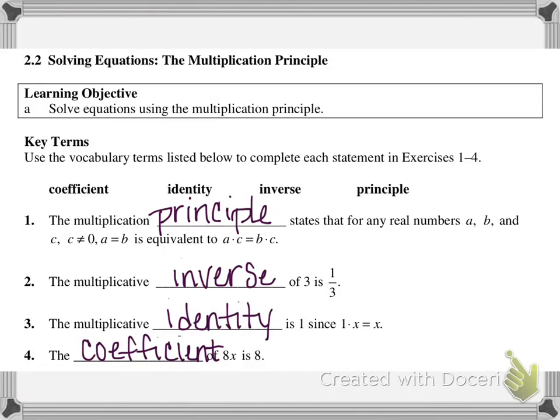The multiplicative inverse of 3 is 1/3. Multiplicative inverse means the same thing as reciprocal. The multiplicative identity is 1, since 1 times x equals x. And the coefficient of 8x is 8. Coefficient is just the number part of a term.